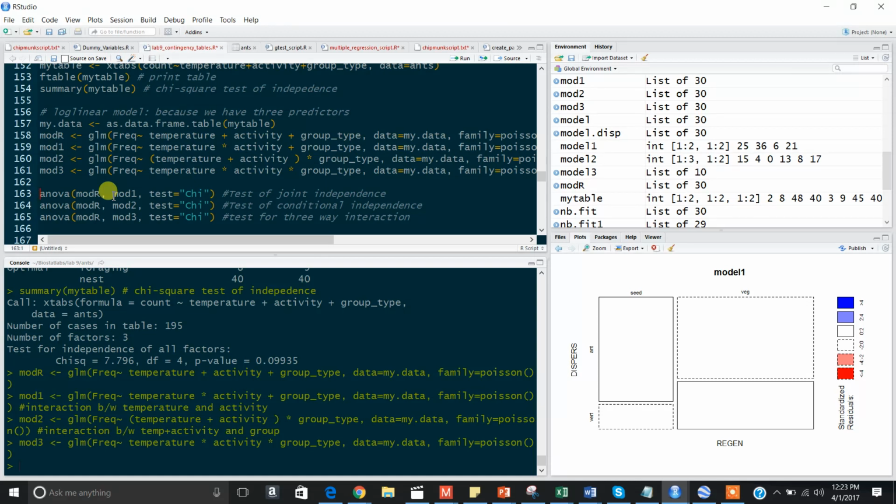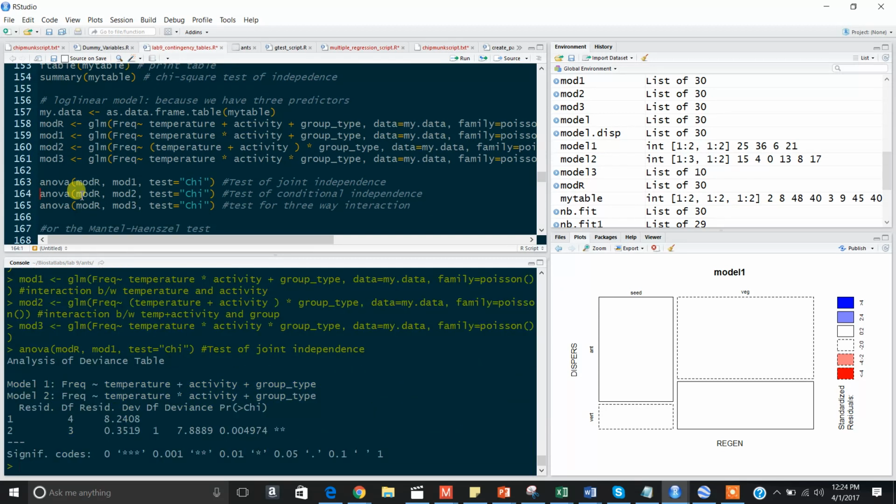We'll do this for each model, comparing each new model separately against the original model, which is our reference, to see if the addition of that interaction term causes a significant difference. So again, for this, I'm testing mod 1 versus mod R, which is our reference. If I run this and the significance does occur, then that would mean that there is an interaction between temperature and activity that is significant or present. So let's run that and see what happens.